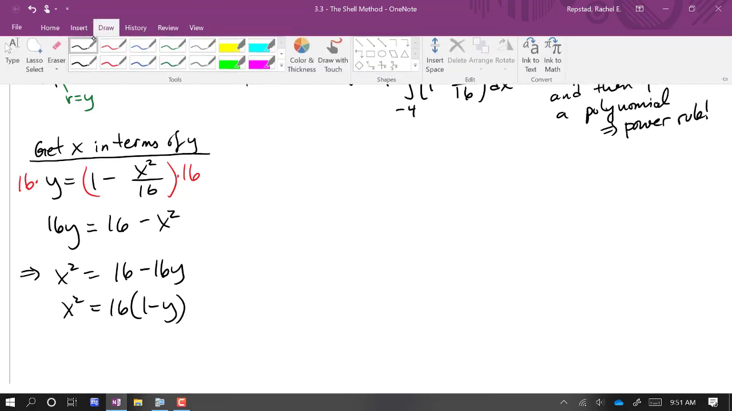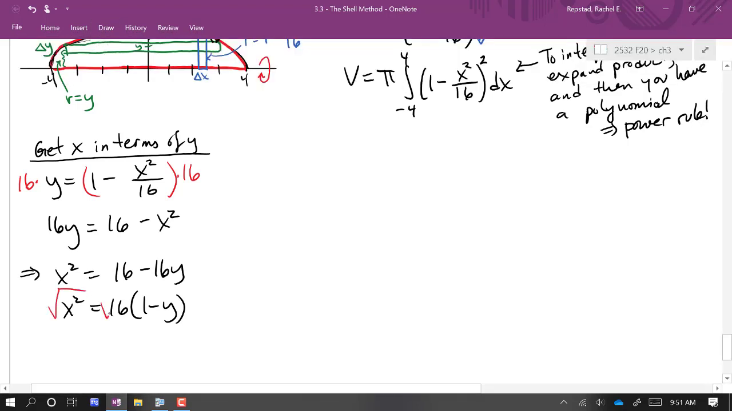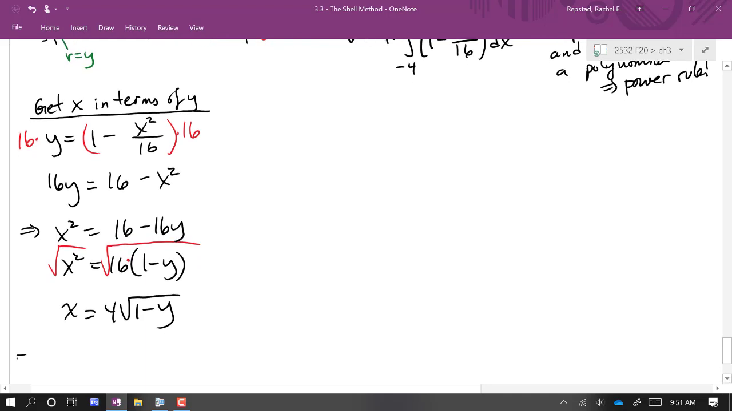And now if I take the square root on both sides, I could split up a radical over the product, right? So that factor of 16 in there can come out as a 4. And my positive x coordinate is given by positive 4 times the radical 1 minus y. And that means that the height of the shell, which is twice the x coordinate, is 8 times the square root of 1 minus y.